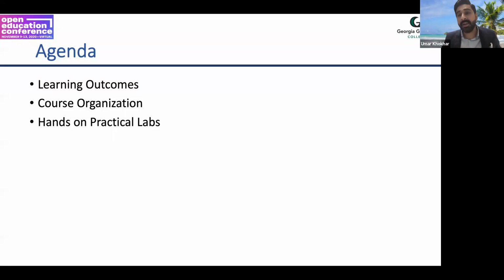The last is the hands-on practical lab: how an instructor can design a lab, or even how students can use their own computer to practice the information security labs, how we can design the virtual labs, in fact the virtual environment. These are the three main items that we will be discussing today.